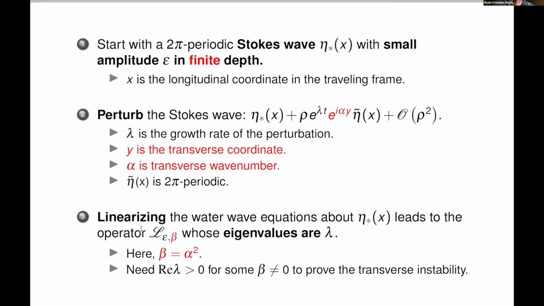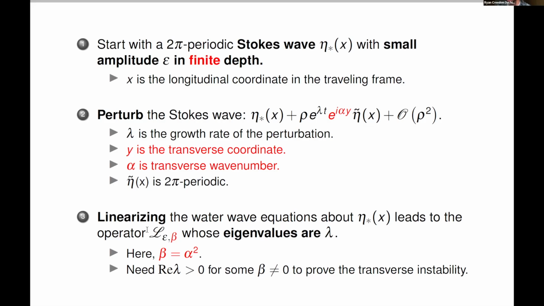I'm going to give you a semi-explicit representation for it in a little bit, but suffice it to say that this operator is going to depend on 2 parameters. The first is, of course, the amplitude of the Stokes waves that I'm perturbing around, epsilon. But then the other thing that this operator is going to depend on is the transverse frequency that I'm choosing to perturb my Stokes waves by. And in fact, it turns out that in that operator, all you ever see is this transverse wave number squared.